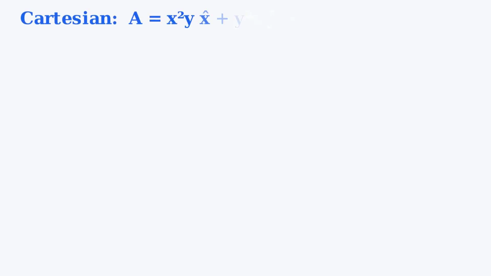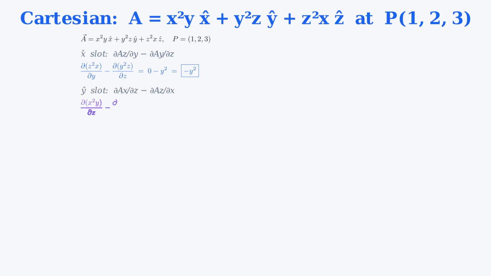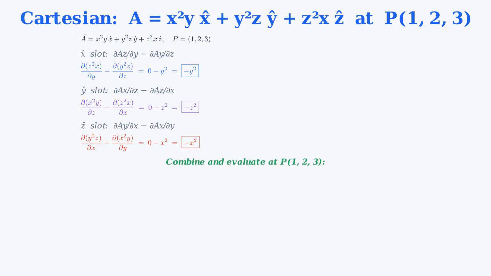Worked example 1, Cartesian. Take exactly the same A from the divergence example, A equals x squared y x hat plus y squared z y hat plus z squared x z hat. Same field, same point, P equals (1, 2, 3). We will compute curl A and see what new information it carries. We need 6 partials, 2 per component of the answer.